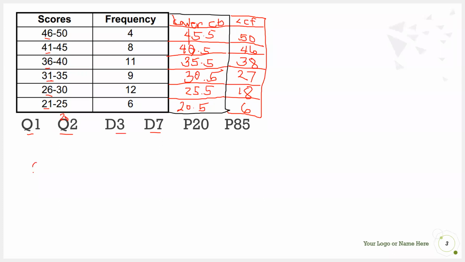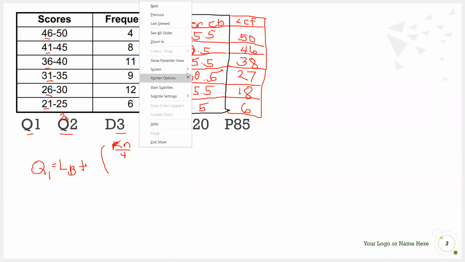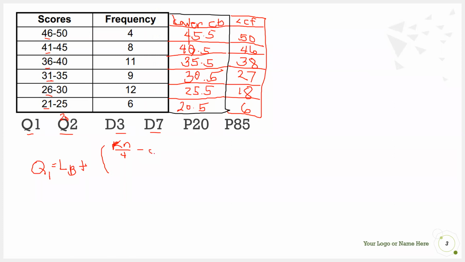Makapagsimula na tayo dyan. So let's start with quartile 1. Okay. The quartile 1 is equals to lower boundary plus kN over 4 minus CFB over FQK, then times i. Okay. Ano ibig sabihin niya?